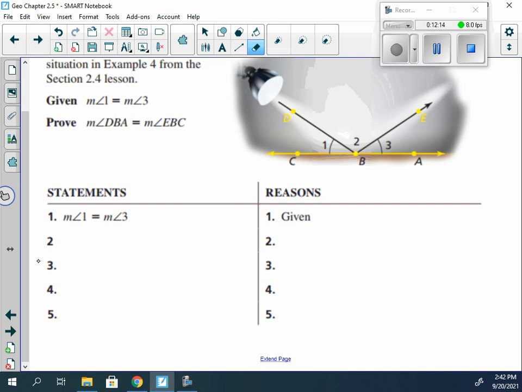Now, statement number 5 is going to be what? What we want to prove, because we always want to finish at what we want to prove. Well, and that's going to be that the measure of DBA is equal to the measure of EBC. But those two angles are going to be equal.